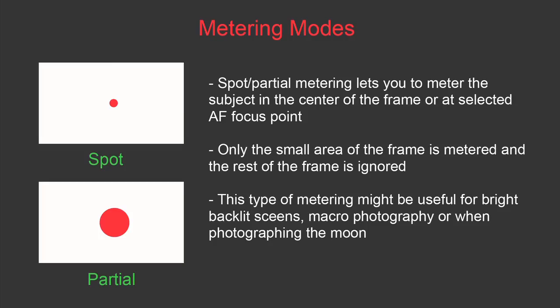Spot or partial metering lets you meter the subject in the center of the frame or at selected focus points. Only a small area of the frame is metered and the rest of the frame is ignored. This type of metering might be useful for bright backlit scenes, macro photography, or when you take pictures of the moon.